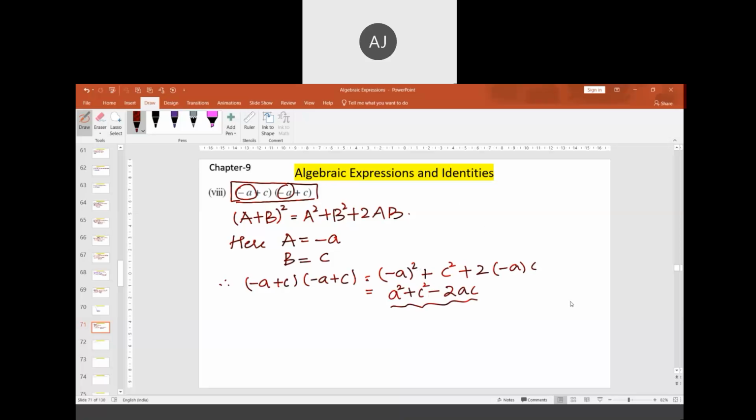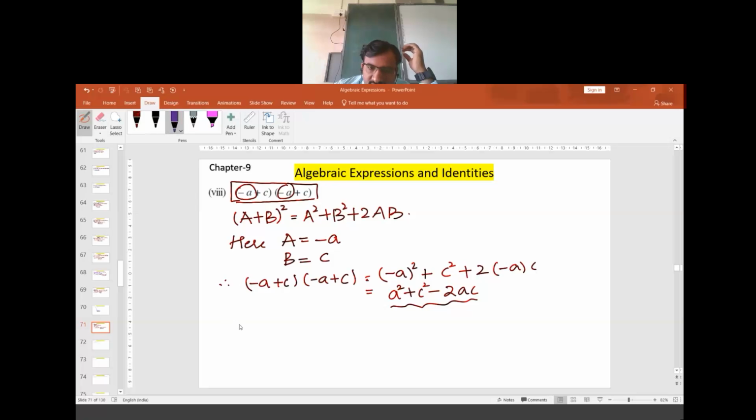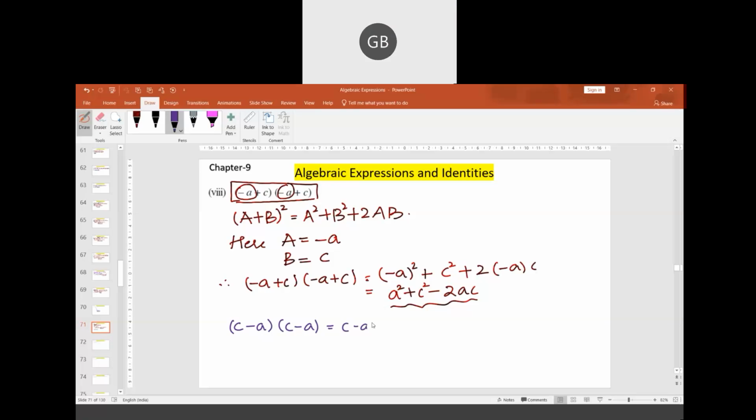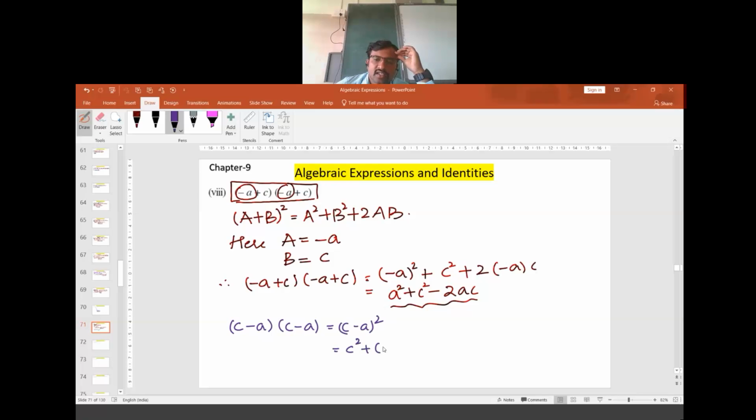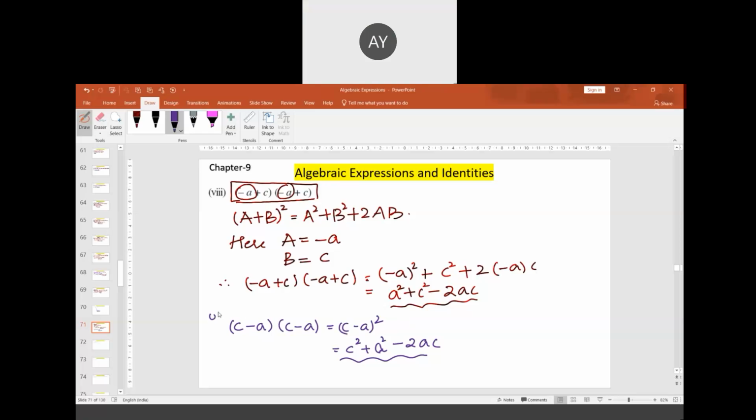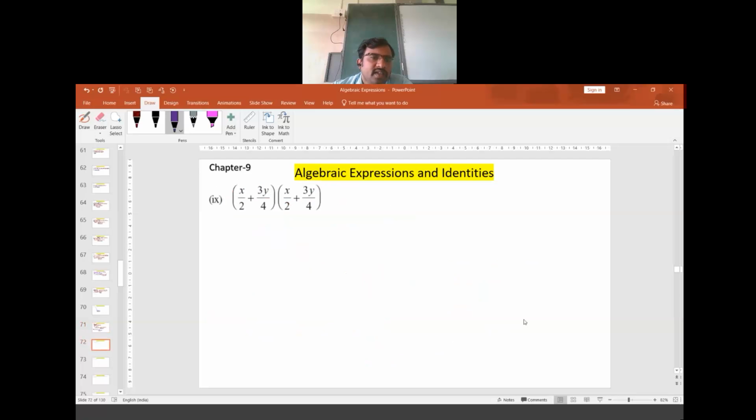Are you not thinking we can use some other identity also here? Yes, sir, (a minus b) whole square. We can write like this: (c minus a) into (c minus a), which is (c minus a) whole square. Now if you use it, it is c square plus a square minus 2 times of ac. The answer is the same. We have used (a minus b) whole square. Hope you have understood this.